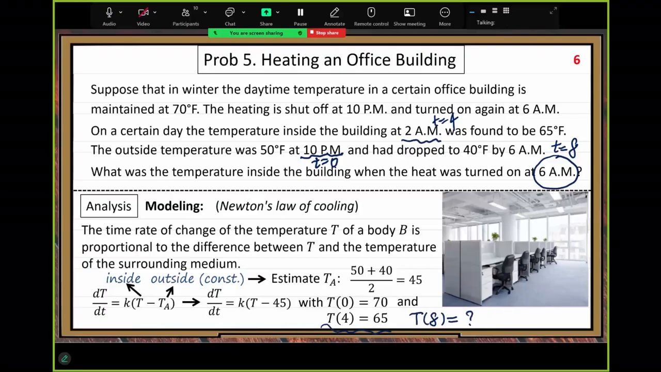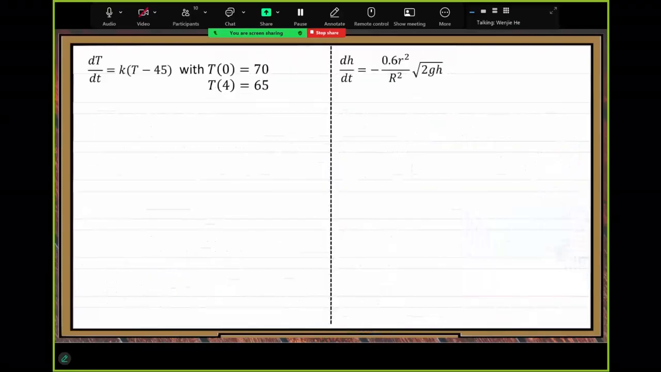Capital T of 8. Okay? Next, we need to solve it. So here we have a few minutes, let me work on this. Although it's not hard. So the remaining time, let me just complete the solution together with you.